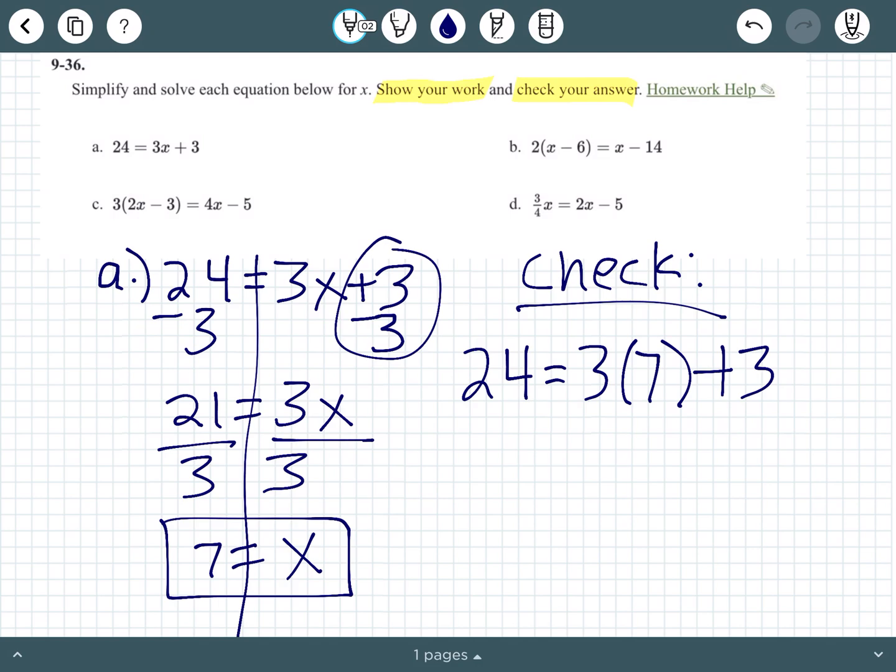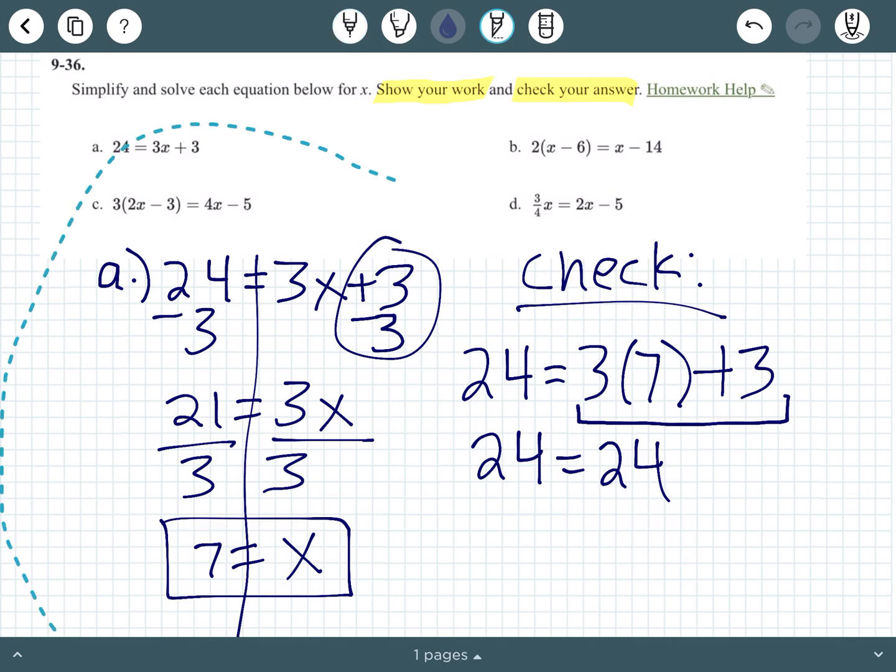and you know that 3 times 7 is 21, plus 3 is 24, or if you want to pop all of that into your calculator exactly as it's written, parentheses and all, you'll get 24, unless you put something in wrong. And x equals 7 for part A. On to part B.